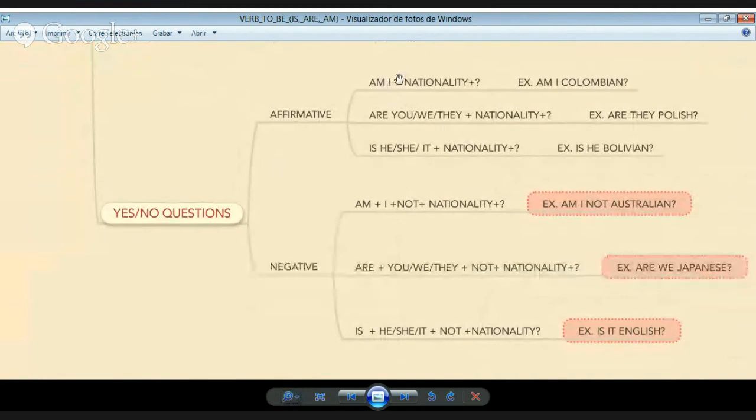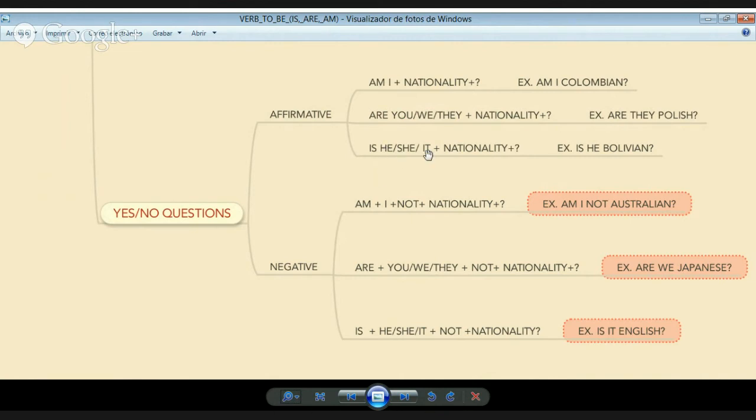So what you do is just switch the verb, the auxiliary verb am is first of all, and then you have the subject plus the nationality. Example, am I Colombian? If you want to use the third person plural, you say, are you plus the nationality. Example, are they Polish? Are you Polish? Are we Polish? So you can make yes, no questions using this structure, okay?